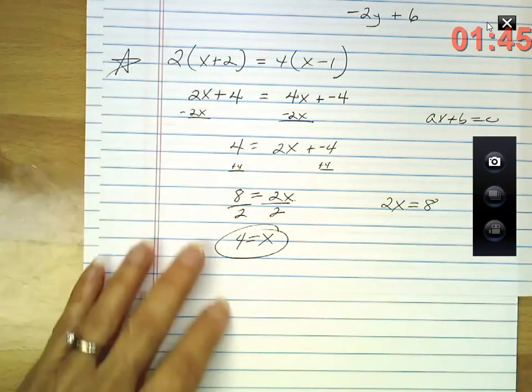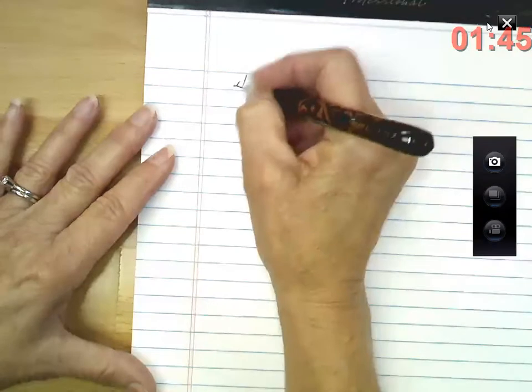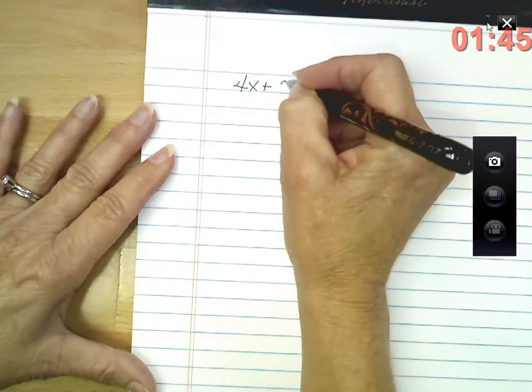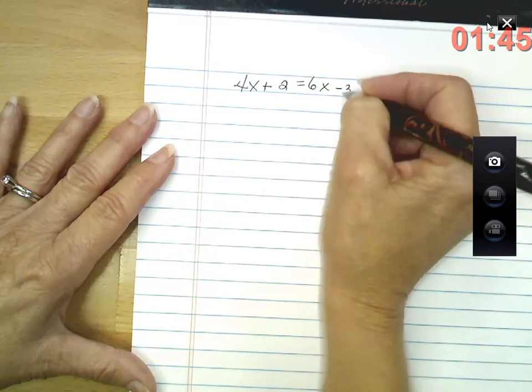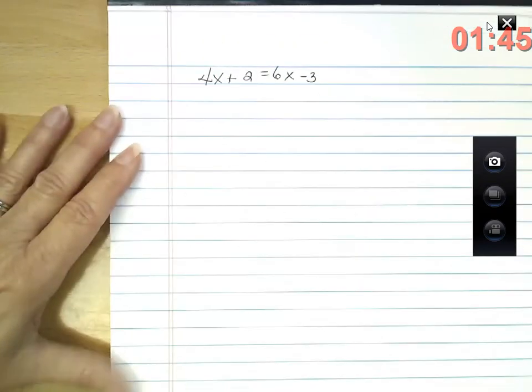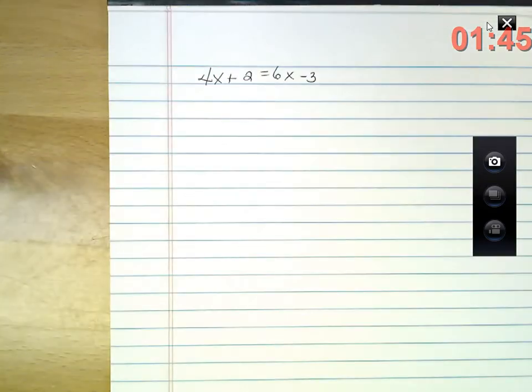Okay. Now, work on this one. This one, we've already done the distributive property part of it. See if you can get that one to work out.